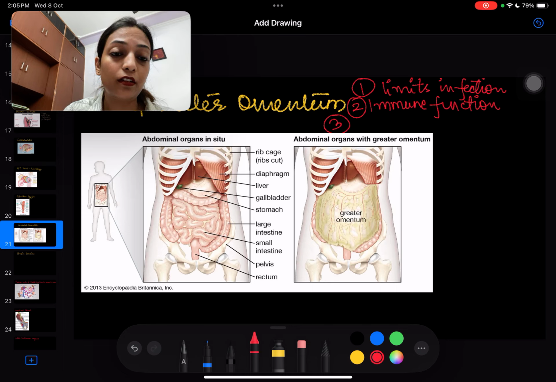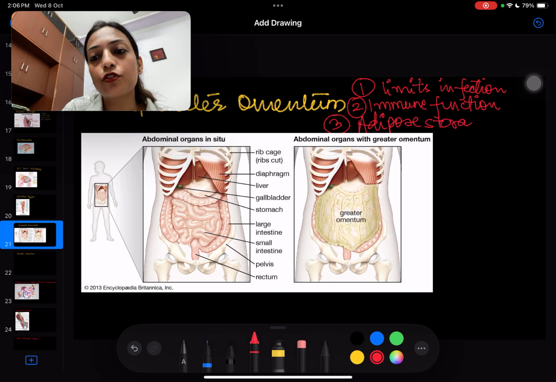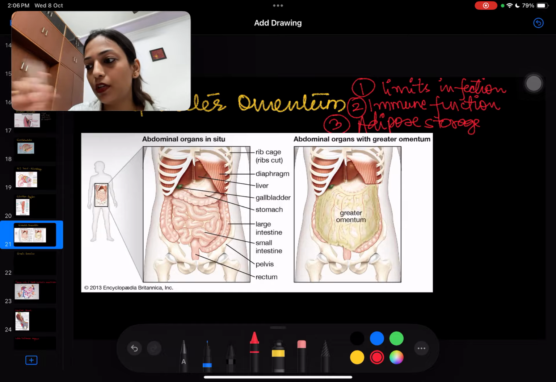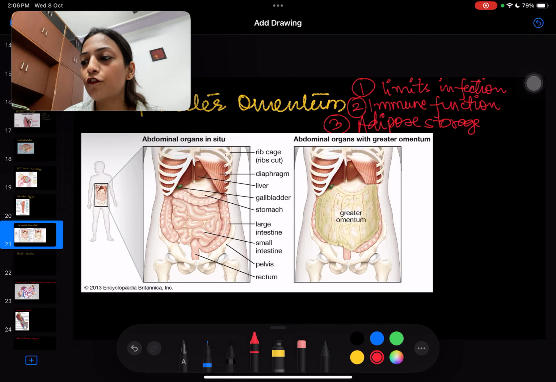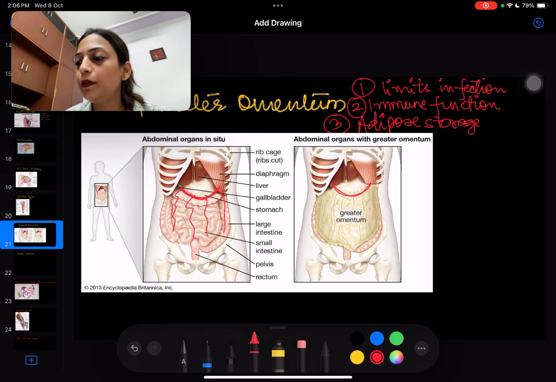Whenever we get healthier, what happens is our tummy comes out, right? So this is the adipose storage. It is a huge source of adipose tissue. So this is about it. Where is it attached from? It is attached from the greater curvature. So from here it will fall down like a curtain. This is how you can see it over here also, right? This is the anatomy. I think that is all about the greater omentum.